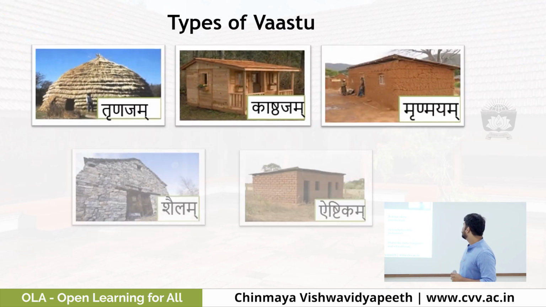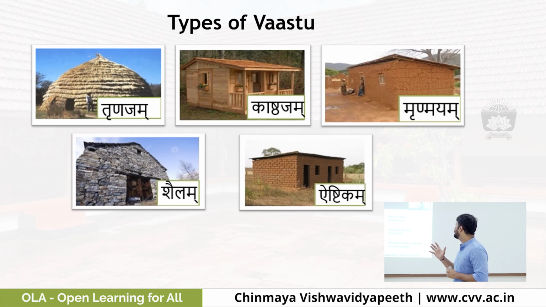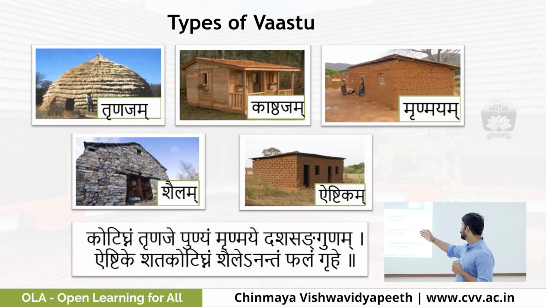On the left, what you see are the main 5 types of Avasiya Vastu. So one is the Trinajam. Trinajam, we all know, Trina is grass. So the houses that are built of grass. Then the wood, that which is made of wood. Then you see Mrinmayam, where it is made of mud. Shailam of stone, and Ishtikam is basically the bricks. So these are the 5 types of Avasiya Vastu which are major. And again, we see all this today, right? Till this day, we see all the 5.